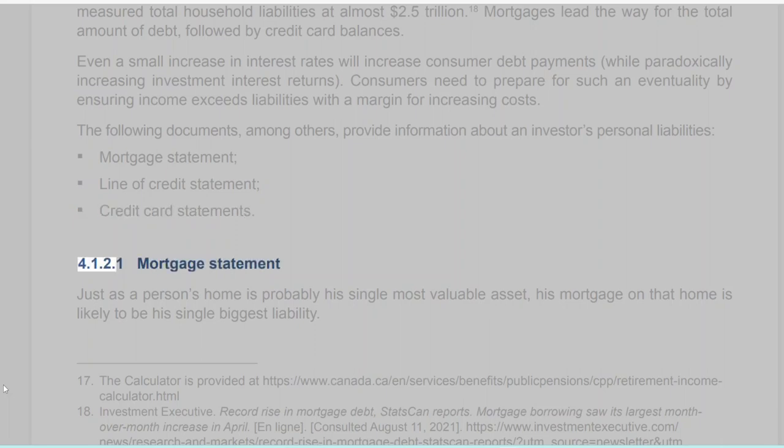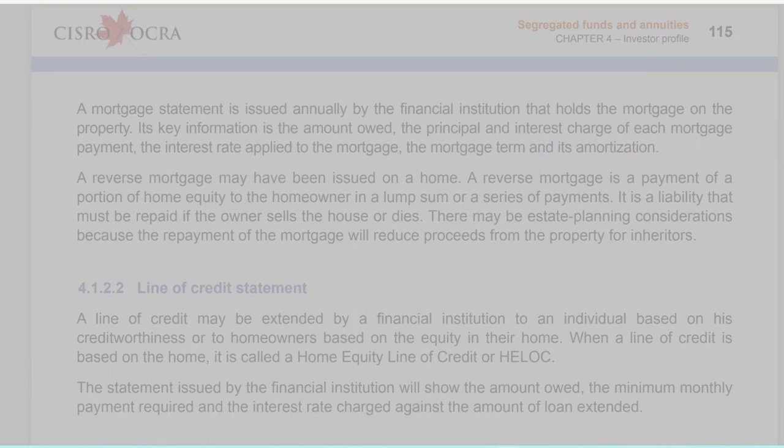For 1.2.1 Mortgage Statement. Just as a person's home is probably his single most valuable asset, his mortgage on that home is likely to be his single biggest liability. A mortgage statement is issued annually by the financial institution that holds the mortgage on the property. Its key information is the amount owed, the principal and interest charge of each mortgage payment, the interest rate applied to the mortgage term, and its amortization.